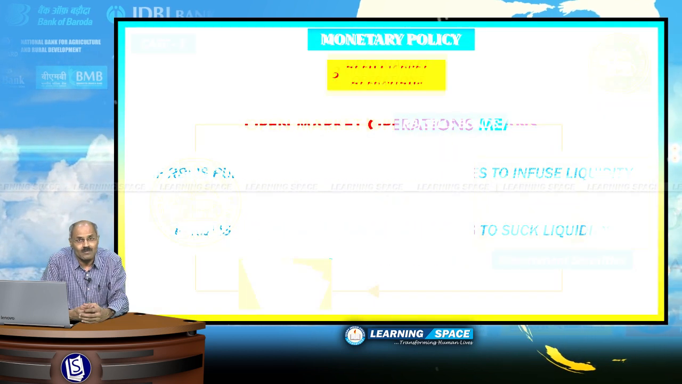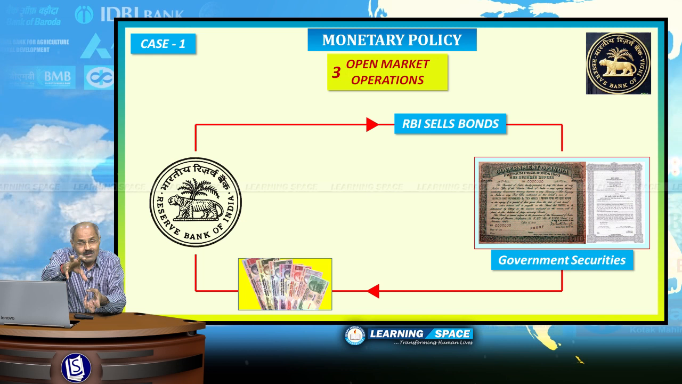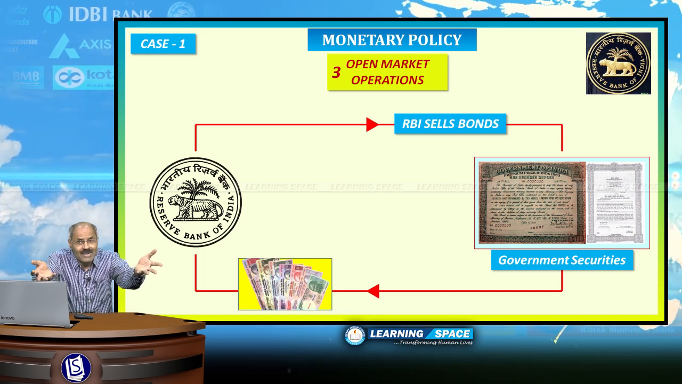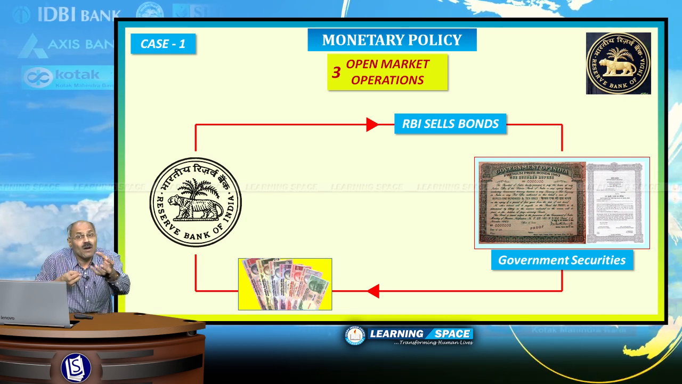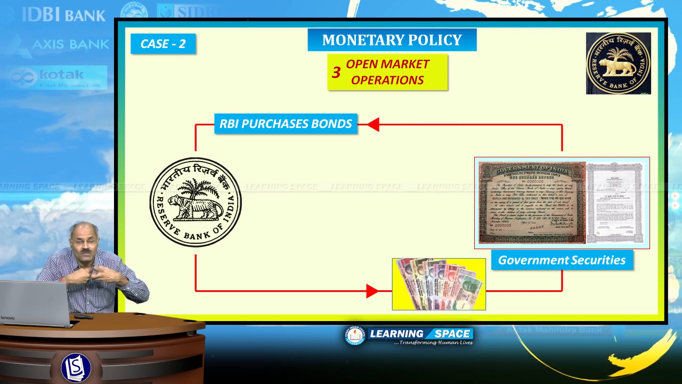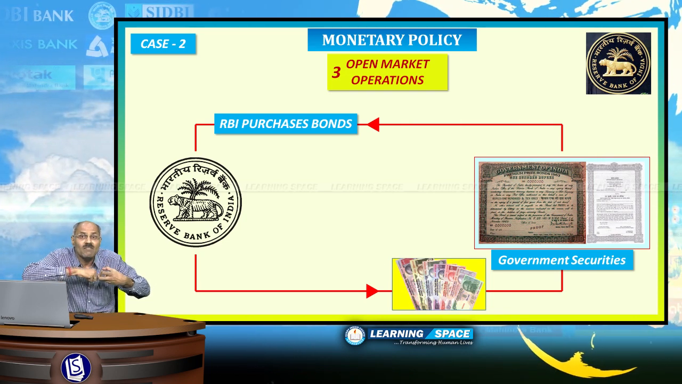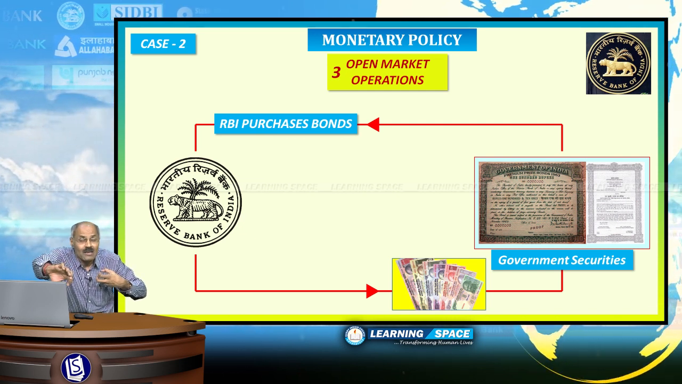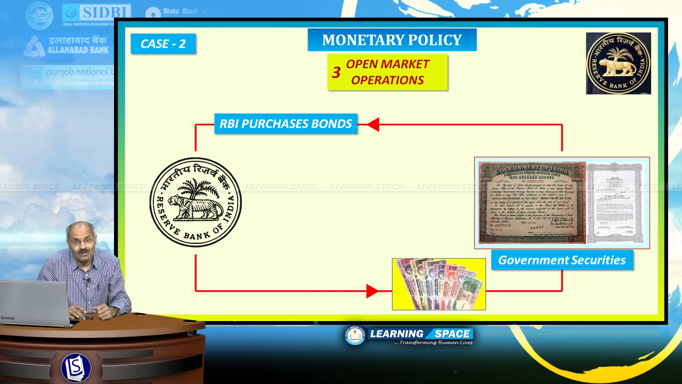Look at case 1. When RBI sells bonds, what will happen? When RBI is selling bonds, bonds will be there in the market and money will be sucked by the RBI. And if RBI is purchasing bonds, then bonds will come to the RBI and money will flow into the system. That means more circulation of money will be there in the system, as is evident from phase 2, right?